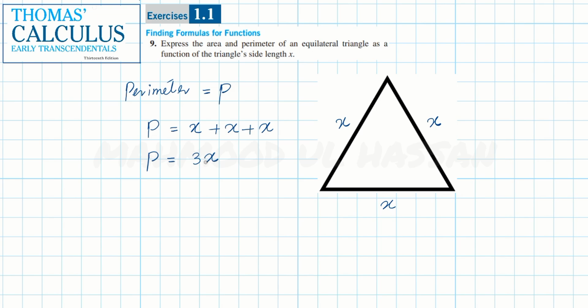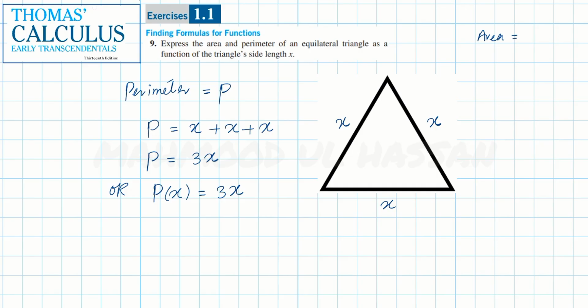p is a function of x. Or we can also write it in function notation, p of x is equal to 3x. Okay, so we expressed the perimeter of an equilateral triangle as a function of the length x. Now the second part is we have to express the area of the equilateral triangle as a function of the side length x. So what is the area of the triangle?